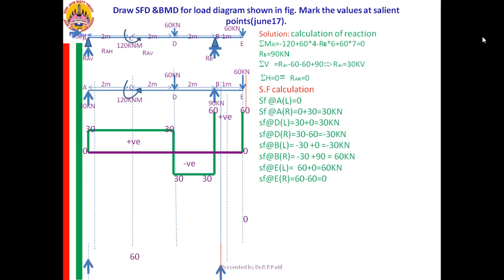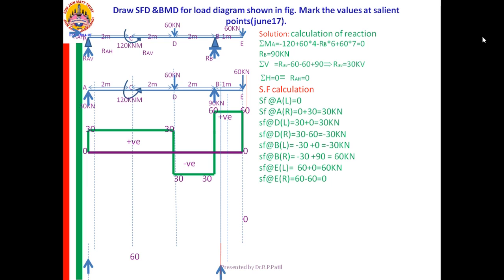Then you are going for B right to the E left. Again see, it is 60 and 60. But how is it to be joined? Whether it is to be joined by means of a curve, concave curve, convex curve, or a straight line, that is to be decided based on the loading in between it. Between B and E, there is no load. When there is no load, SF is constant. Means I need to join it by means of a parallel line.